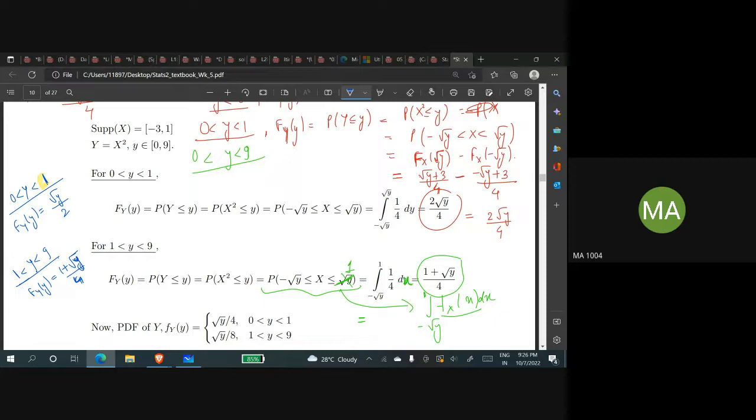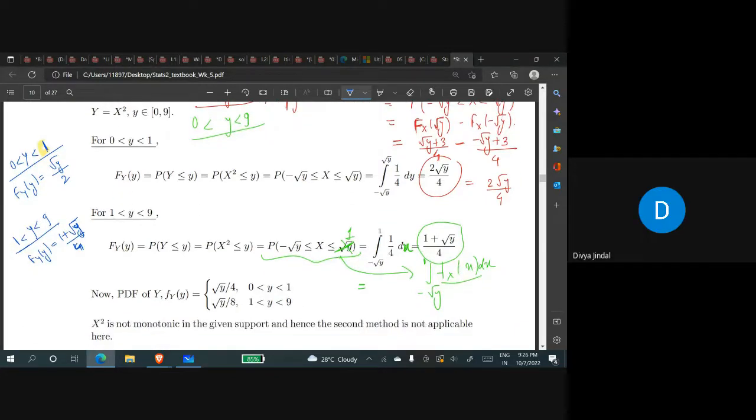So for y lying between 0 to 1, it is 1 by 4 root y, and root y will be in the denominator, right, ma'am? For 0 to 1, it's 1 by 2 root y into 1 by 2, that is 1 by 4 root y. Okay, yes, this is wrong. And even in the second one also, root y will be in the denominator.